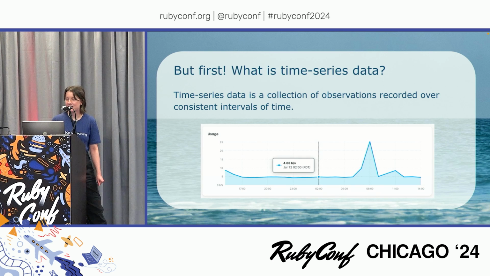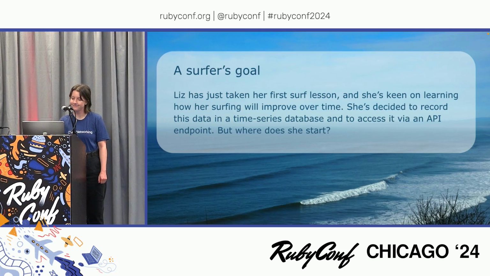Time series data is essentially just a collection of observations recorded over consistent intervals of time. Time series data is distinct from other types of data because of this ordering by time. This graph, lifted from our dashboard at Cisco Meraki, shows a usage rate in bits per second for a device over time. We record this data every 5 minutes by polling the device, we store it in a time series database, and we display it to the user in a graph on our dashboard.